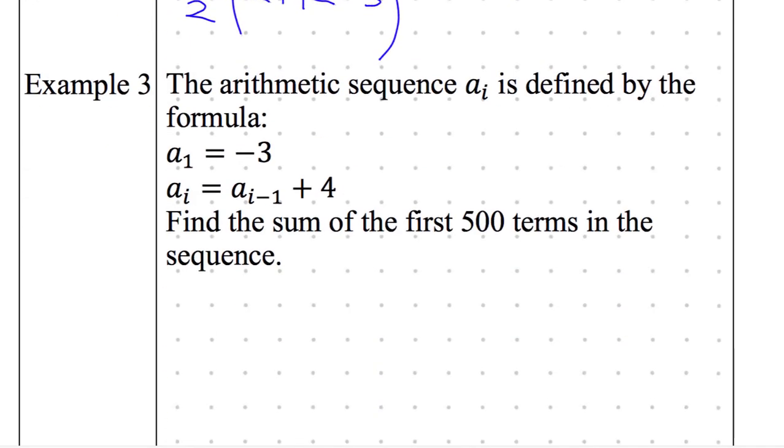Our third and final possibility, example 3. We have an arithmetic sequence. Sequence means a list with commas. And that list is defined by, what does this mean? A sub 1 is equal to -3. What is that saying? That's the first value. So if I'm actually listing my sequence, it looks like this. -3. What's the next number? What's the rule? Plus 4.